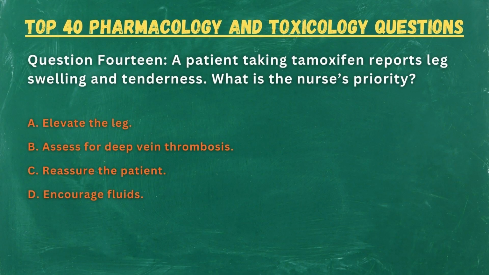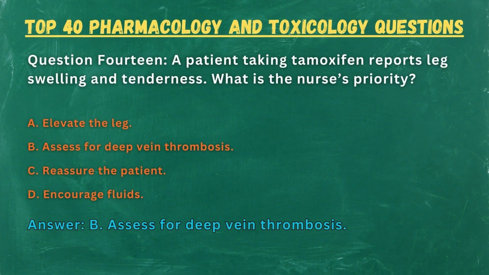Question 14. A patient taking tamoxifen reports leg swelling and tenderness. What is the nurse's priority? A. Elevate the leg. B. Assess for deep vein thrombosis. C. Reassure the patient. D. Encourage fluids. Answer: B. Assess for deep vein thrombosis.